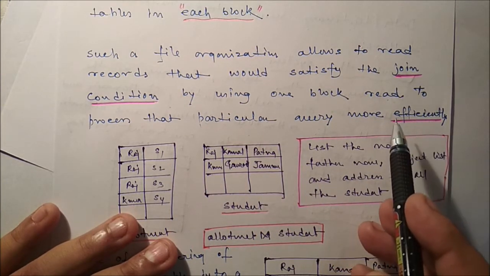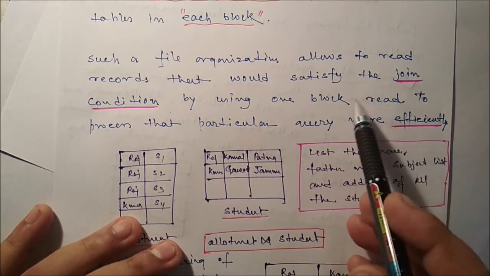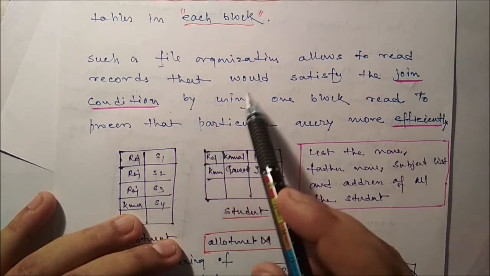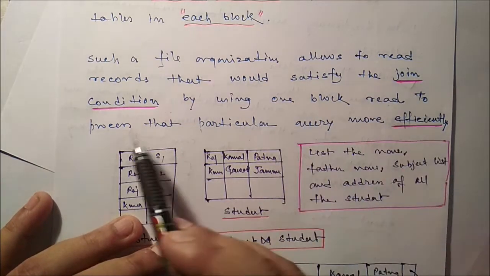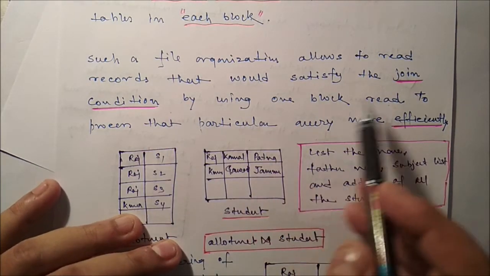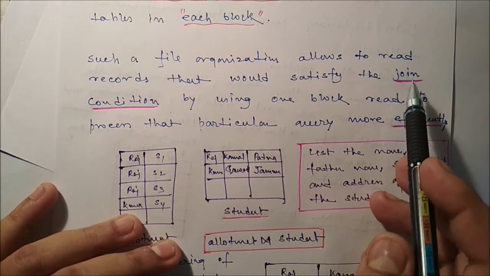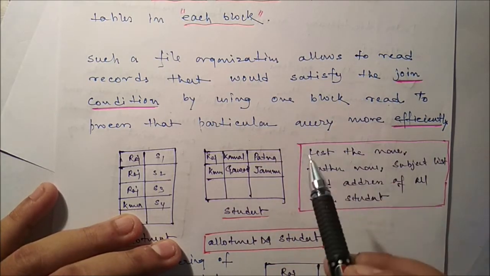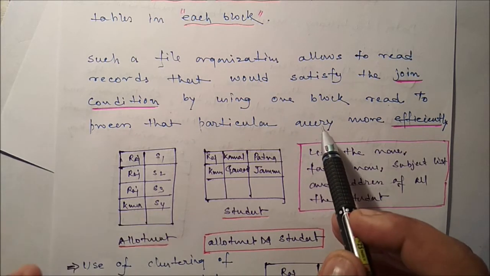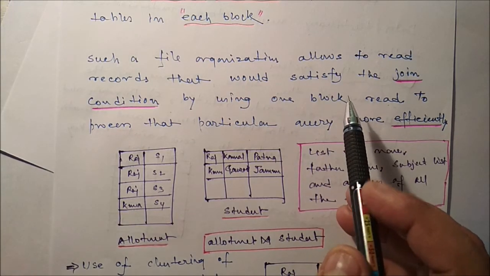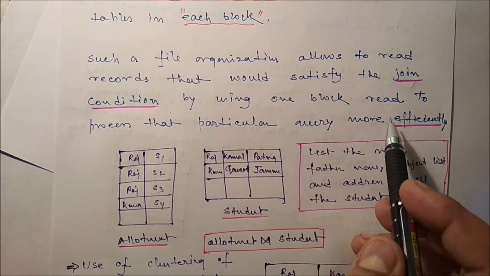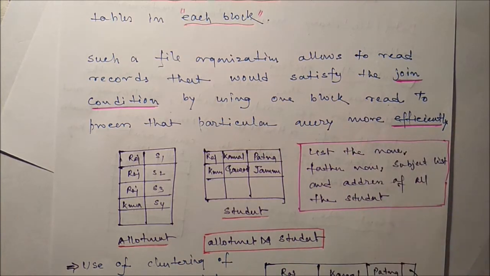Are you getting this? Now see, here we keep those tables together and store them in a single block to satisfy the join condition easily. So if we need a join condition, by accessing a single block we can get all the records. So by implementing multi-table clustering file organization, we can reduce the number of block accesses. That means we increase the efficiency.